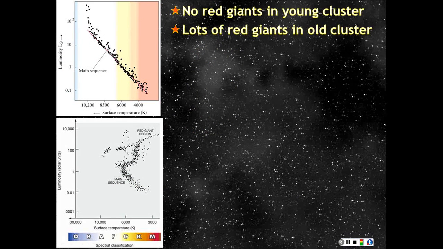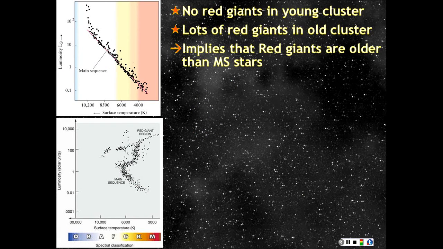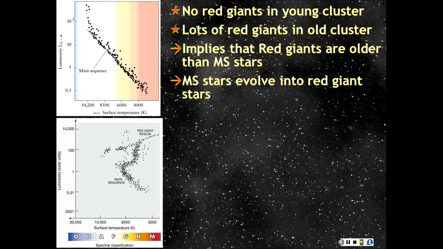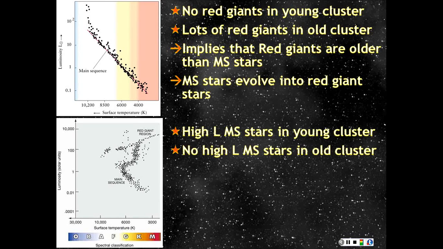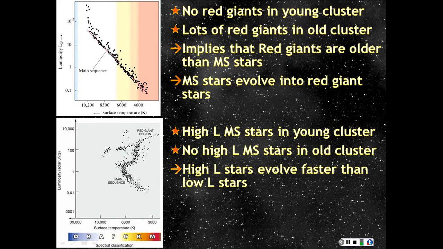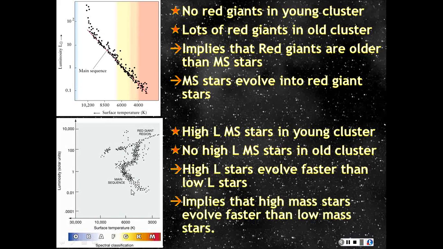So we've got no red giants in the young ones, and we have lots of red giants in the old ones. This actually helps us understand evolution in terms of where red giants come in the sequence of things. So main sequence stars evolve into red giants. But it also helps us understand that the low luminosity stars take longer to evolve, because the high mass stars have already gone over here, but the low mass stars are still around. And we already talked about this, how this makes sense in terms of luminosity versus mass.